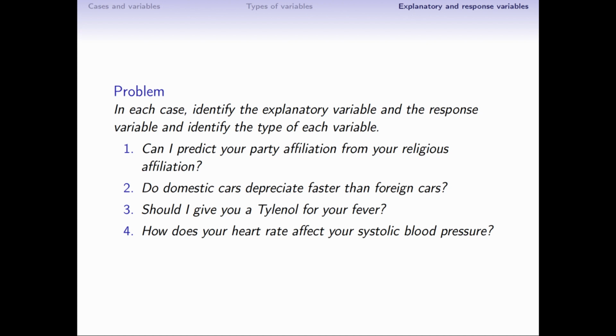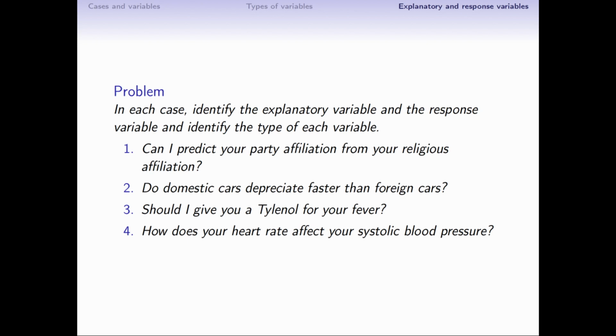Next question. Do domestic cars depreciate faster than foreign cars? So what is this question implying about what I'm trying to predict and what I'm trying to explain? And it's pretty clear here. I'm trying to explain depreciation, the rate with which your car is going to lose value. And what am I using to help me form this explanation? I want to know whether or not you have a foreign car or a domestic car.